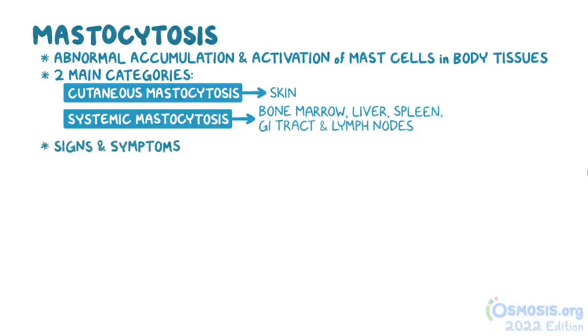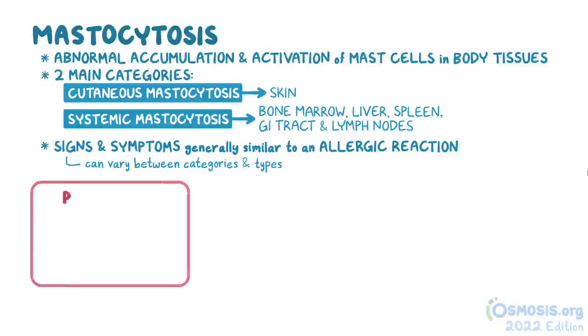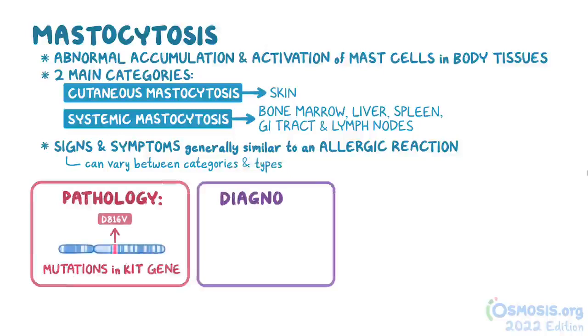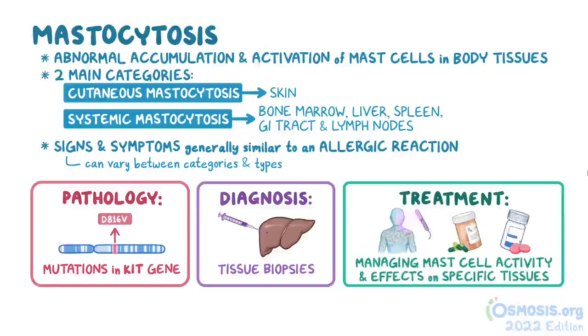Signs and symptoms, which are generally similar to those of an allergic reaction, can vary between categories and types. Mastocytosis is usually caused by mutations in the KIT gene. A diagnosis can be confirmed through tissue biopsies, and treatment is focused on managing mast cell activity and the effects on specific tissues.